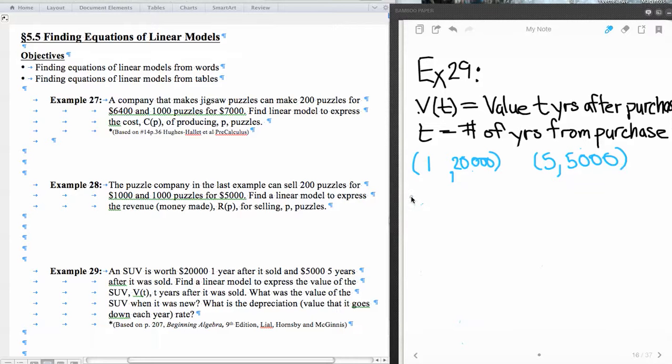Now I'll use my two ordered pairs to find my slope. So my slope is going to be one of these y's minus the other. So I'll use 5,000 minus 20,000. And then I'm dividing that by the x value that goes with the first y, minus the x value that goes with the second y. So this is going to give us a negative value up here. And we have 20 minus 5, which is 15 with those thousands after it. So there's $15,000. And then 5 minus 1, which is 4.